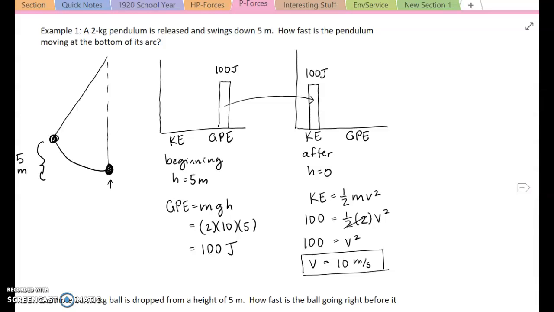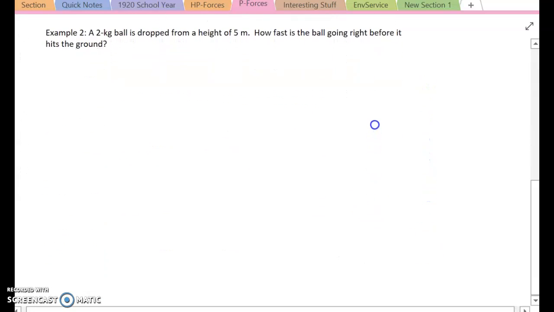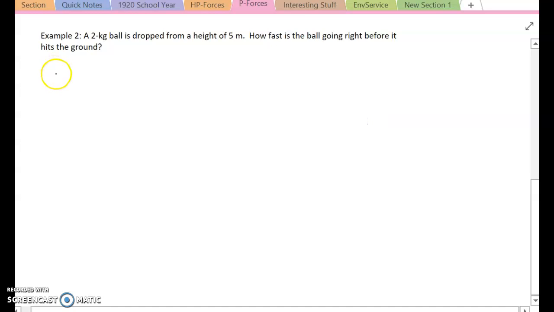I want to show you something else, though, that's kind of interesting. This pendulum dropped 5 meters by swinging along this arc. But let's see, what would the velocity be if that mass were just dropped straight down? Would we get a different velocity? All right, so that brings us to example 2. We have a 2-kilogram ball, same mass, and it's dropped from a height of 5 meters. How fast is the ball going right before it hits the ground?